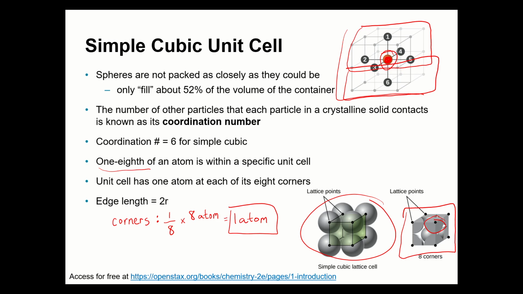And then the edge length of a simple cubic unit cell is going to be 2 times the radius of the atom. Okay, and again, we can see that in the picture here. As we go across, you're basically going to have 2 radii that come into contact with each other for an edge length of 2r.